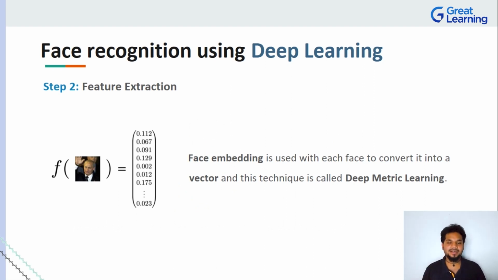Step number two talks about feature extraction. As I just mentioned, we really need mathematical numbers from an image or a face that we've seen, so that it can be used later to convert an image into a number. This technique is basically called embedding. It's actually also known as deep metric learning. Deep metric learning basically uses a function of an image, where we're trying to find and extract all of these features.